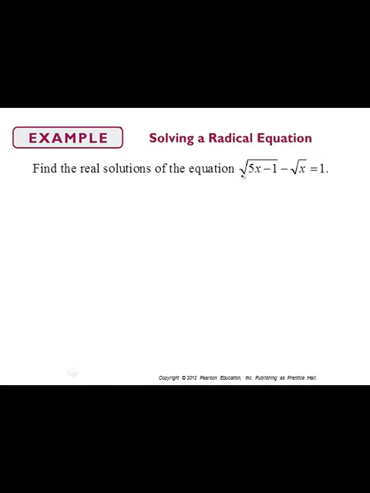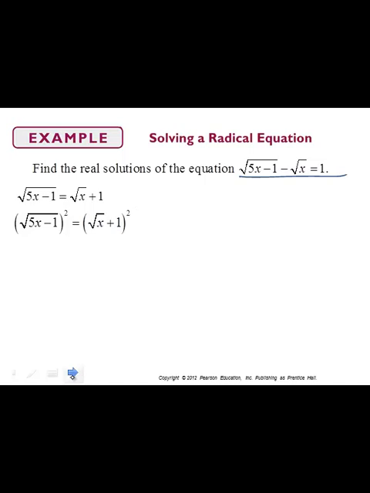Find the real solutions of this equation here. Now this equation involves 2 radicals. So the strategy is to isolate the more complicated radical, in this case square root of 5x minus 1, and then move everything else to the other side. So you have square root of 5x minus 1 is equal to square root of x plus 1. Square both sides. So you have 5x minus 1 on the left, and on the right-hand side, square root of x plus 1, quantity squared.